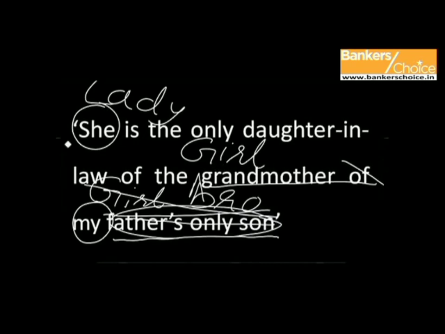So now, the shortened sentence is, the lady is the only daughter-in-law of the girl's grandmother. And as we know that, the only daughter-in-law of the girl's grandmother is nothing but mother of the girl. So from this, it is clear that the lady is mother of the girl.